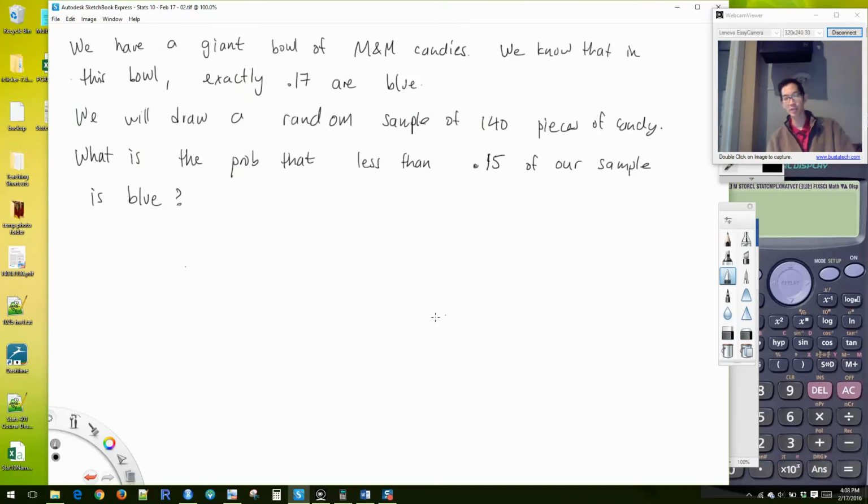Before I have you guys go on, I just want to make sure this question makes sense. We've got a giant bowl, and every time we take a scoop out of this bowl, we're expecting something around 17% of our scoop to be blue candies. But because it's a random sample, it's not necessarily going to be exactly 17% blue. Maybe it's more than 17%, maybe it's less. My question is, what's the probability that I get less than 15% blue? That's the question here.